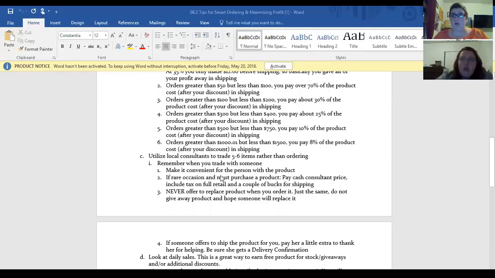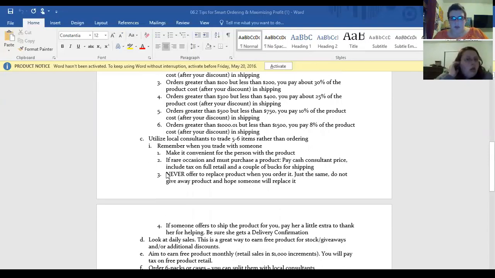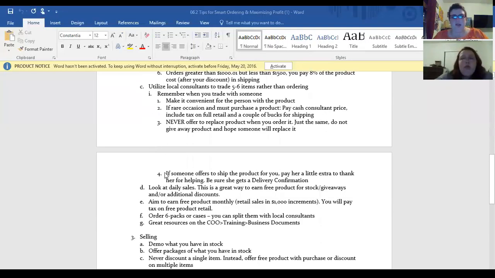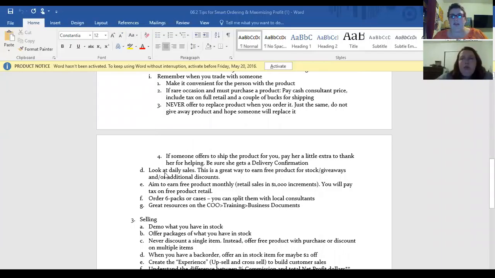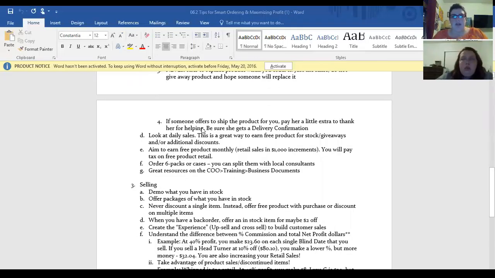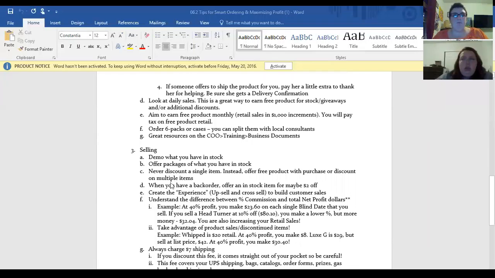Utilize local trades with other consultants. So if you know you placed an order and you forgot to order spicy dice and that client ordered that, see if you can trade with somebody for the retail value of that. That's the best way. You just assume product for product. So if you don't have equal value.